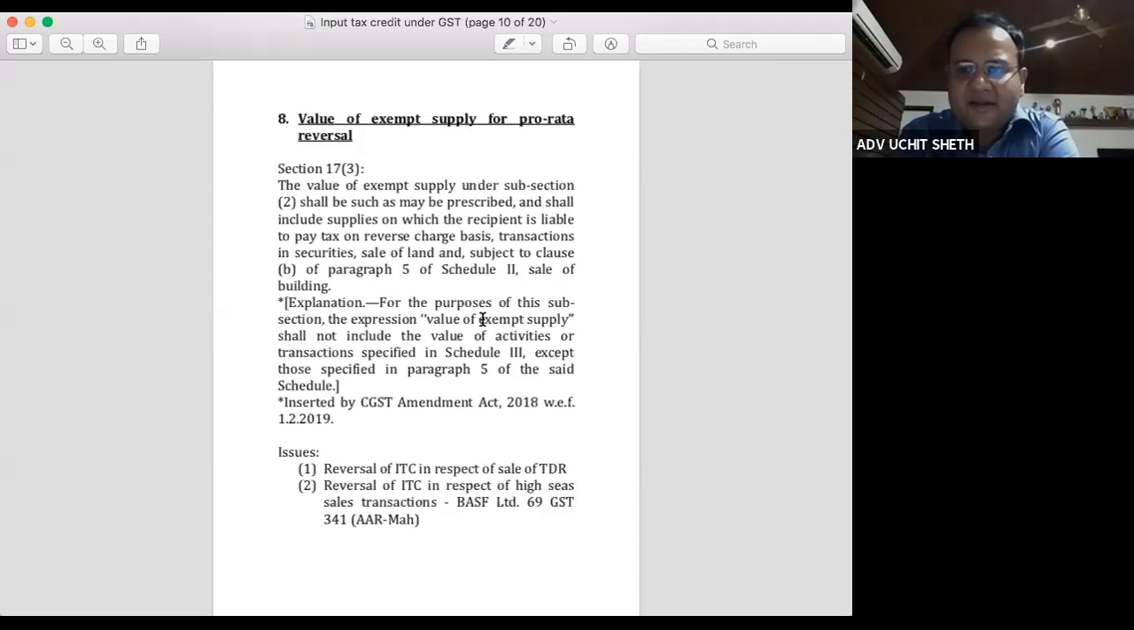On the very same date, in Schedule 3, high sea sale transactions were incorporated. So from 1st of February 2019, high sea sale transactions are covered under Schedule 3. Plus, Section 17 subsection 3 explanation says that the value of exempt supply for 17(2) will not include transactions specified in Schedule 3. So in case of high sea sale turnover, even though I have no output tax liability, still I will be entitled to full input tax credit. I will not have to include it in my exempt turnover while I compute that formula for reversal of input tax credit.